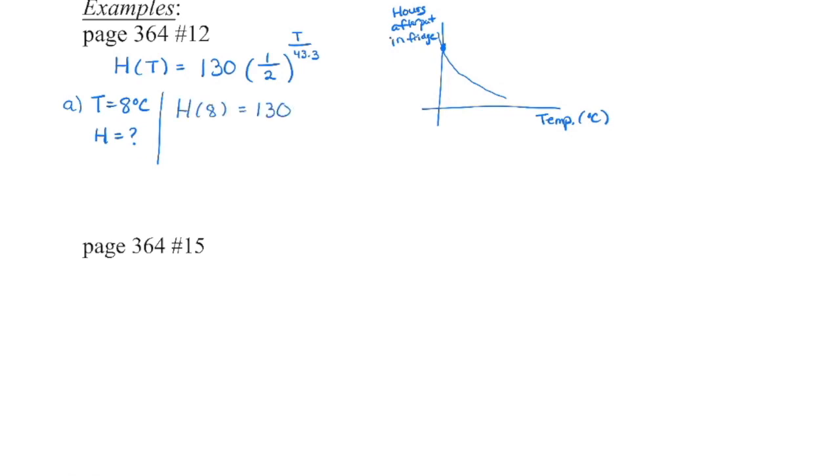So we've got 130 times 1/2 to the power of 8 divided by 43.3. You can just enter this into your calculator, and most of you are probably going to have to put this in brackets. When you put that into your calculator, so just 130 times 0.5 to the power of that value, we are going to get the value for h. It says to round to the nearest tenth, so this comes out to be 114.4 hours. Make sure that you can enter that correctly. So that is our answer for the first one.